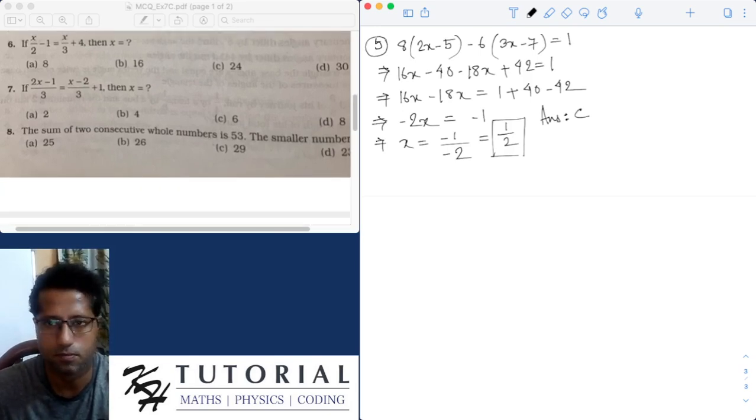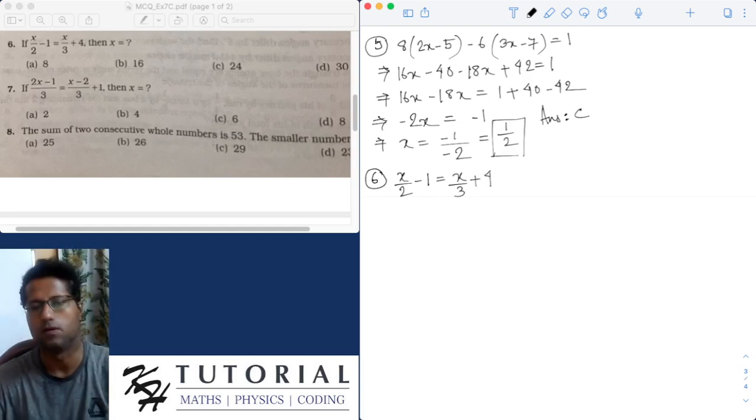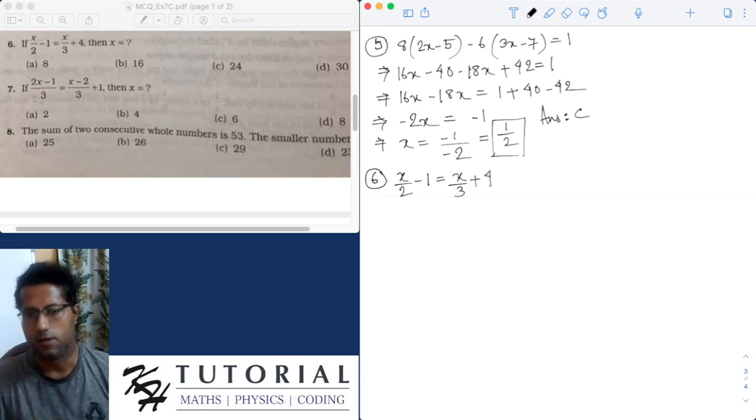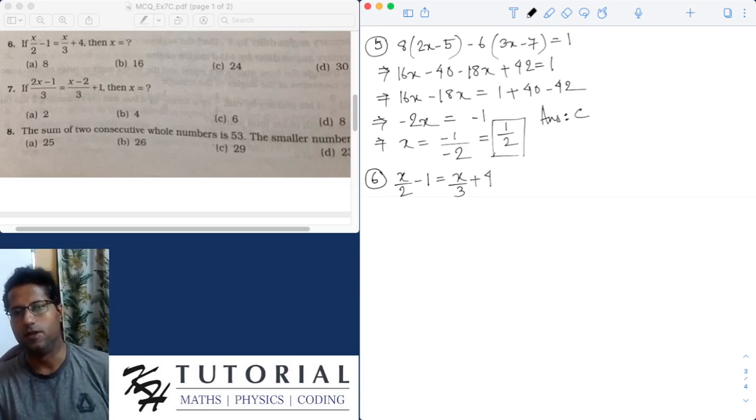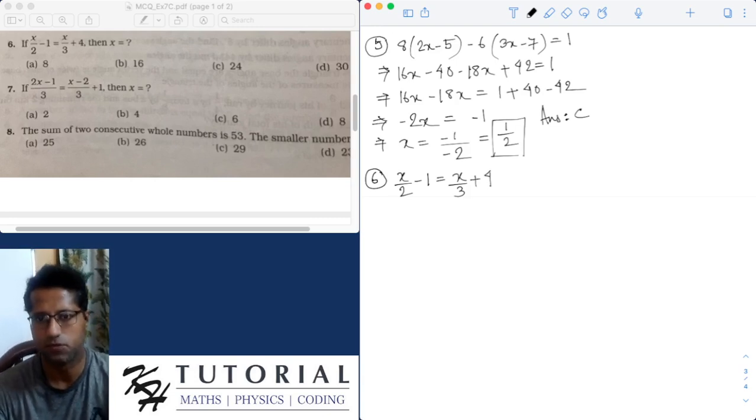Let's do question number 6. It's also a linear equation. We have to solve it. The linear equation given is x by 2 minus 1 equals x by 3 plus 4. Now in this equation we see that the variable terms are in the form of fractions, that is x by 2 and x by 3.